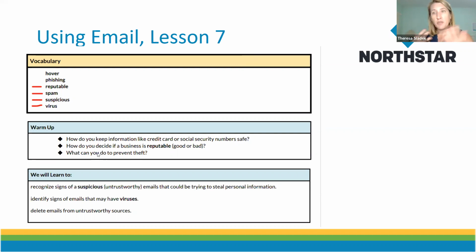How about my second question then? Let's say I move to a new town and I need to do some shopping. How do I decide if a business is reputable, which would mean a good business that I can trust? What are some ways in a non-computer world I could decide if a business is reputable or safe? I could ask my new neighbors. Mm-hmm. Any other thoughts?